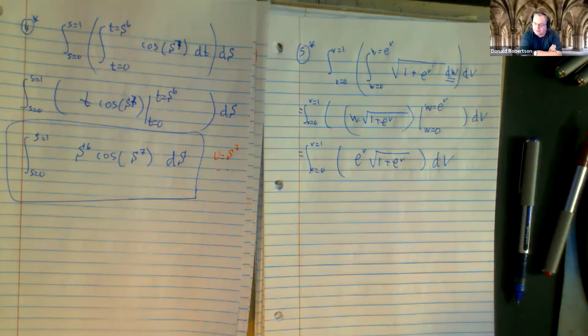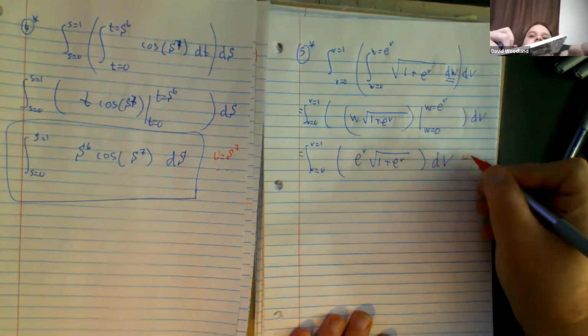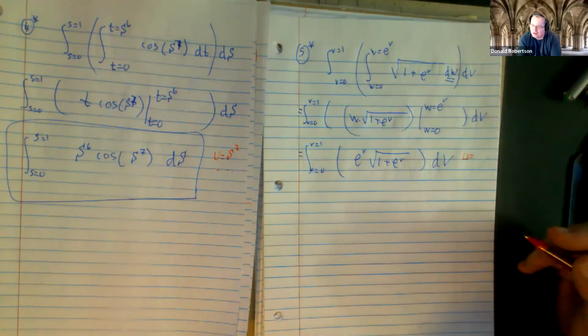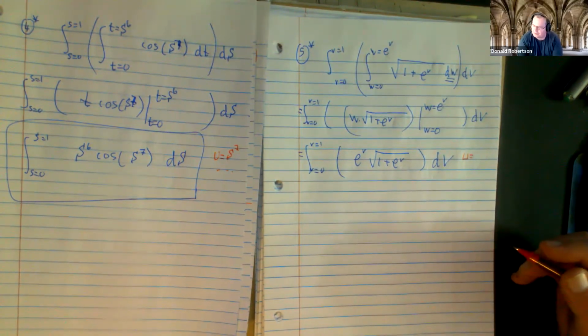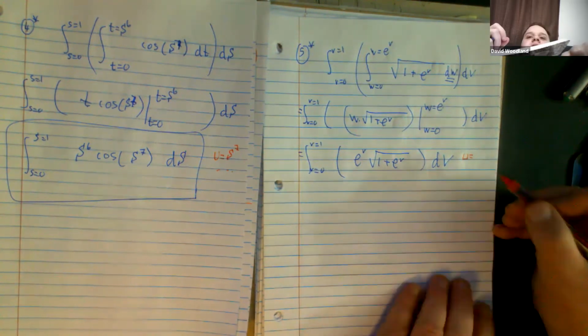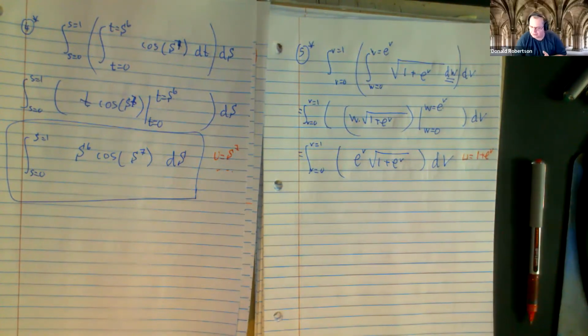What method should I use? U sub again. Have you noticed that there's a lot of U subs happening on the second one and nothing too horrible the first time? Okay, what's the U sub you're going to use? 1 plus e to the v. That actually comes out as, I think, the square root of u, so it's actually pretty easy to integrate.